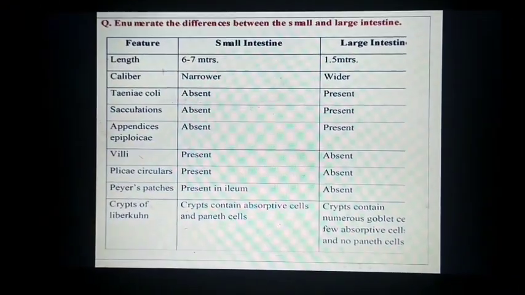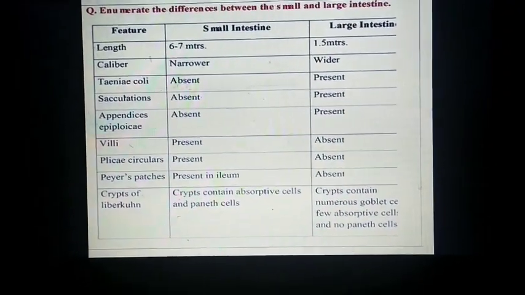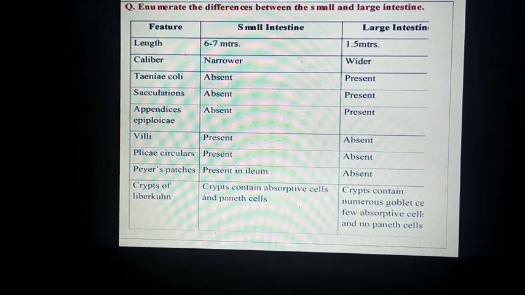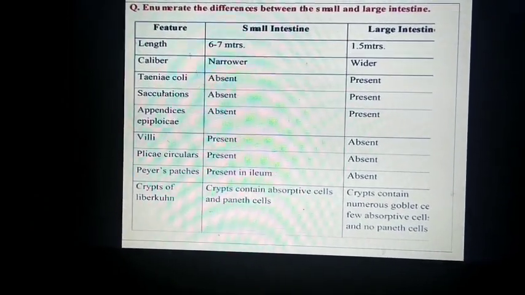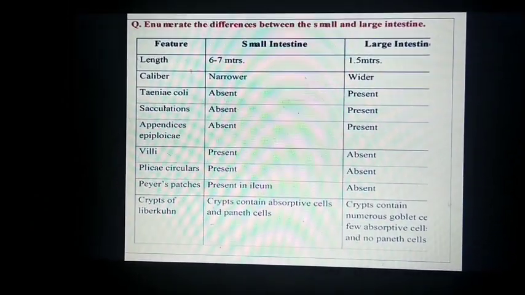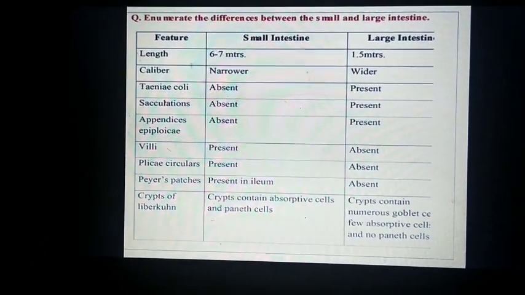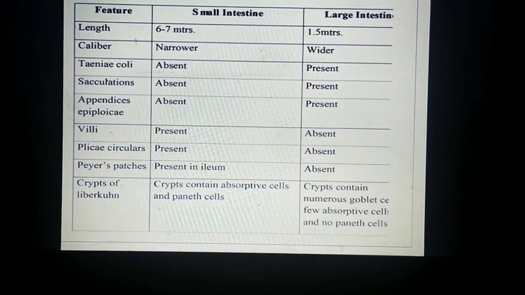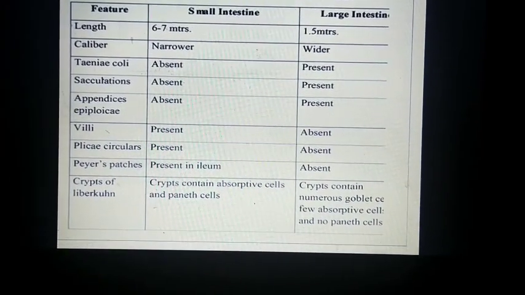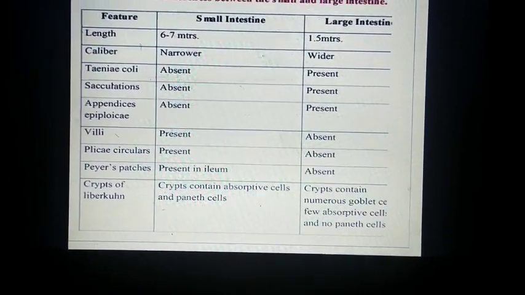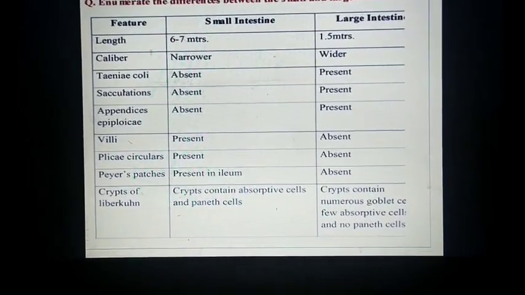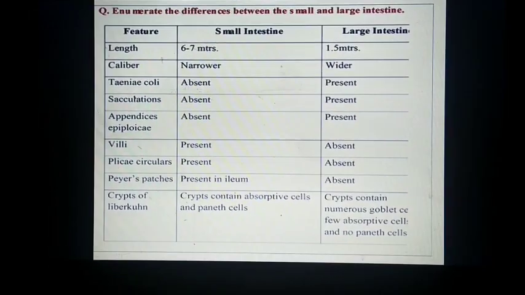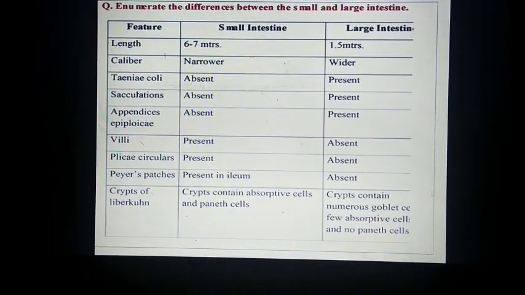In short, as a length, the small intestine is 6 meters and the large intestine is 1.5 meters. Caliber: it is narrow in the small intestine and wider in the large intestine. Taeniae coli are absent in the small intestine, present in the large intestine. Sacculations are absent here, they are present in the large intestine. Appendices epiploicae are absent here, present in the large intestine. Villi are present in the small intestine, absent in the large intestine. Plicae circulares are present in the small intestine, absent in the large intestine.